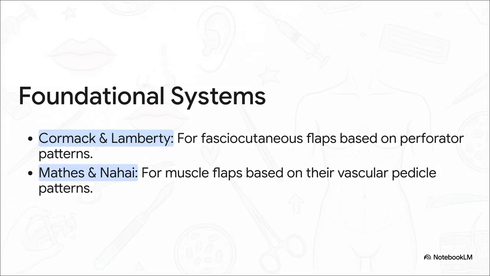Now, within that bigger framework, there are a couple of classic systems you just have to know. The Cormack and Lamberty system. That's for classifying flaps of skin and fascia based on their blood vessel patterns, and the Mathes and Nahai system does the exact same thing, but for muscle flaps, sorting them by their vascular pedicles.